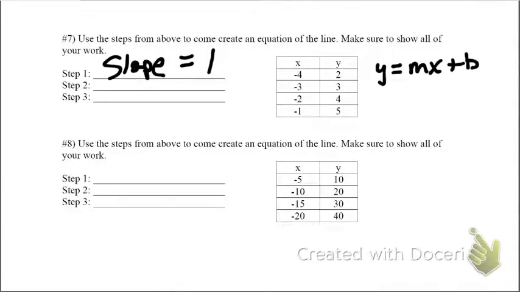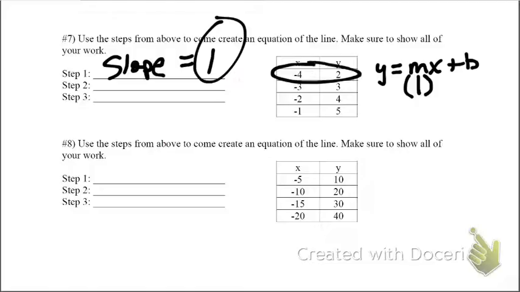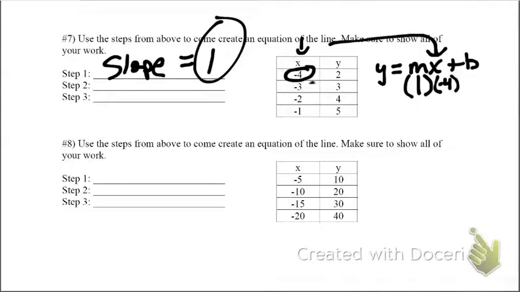So we know that the slope is 1. So I'm going to put 1 right there in my equation for my slope. And I am going to take this set of points right here from the table, and I am going to take the negative 4 out of the x column and substitute it in there for x. So instead of 1 times x, now it's going to be 1 times a negative 4.